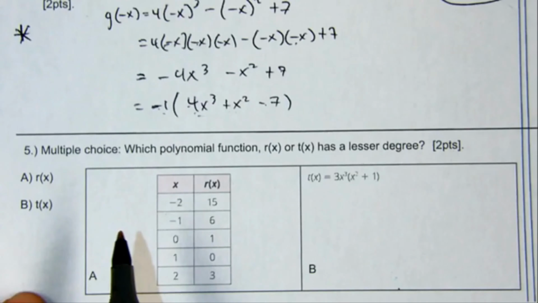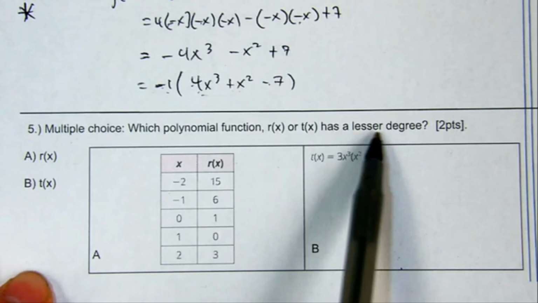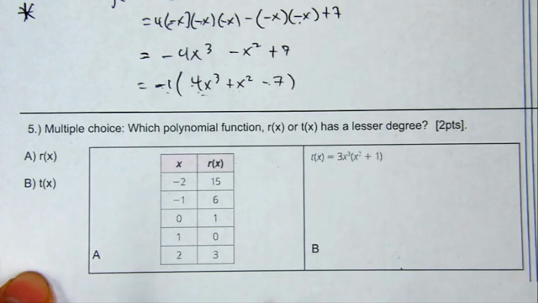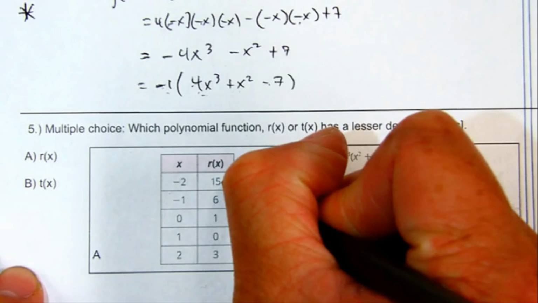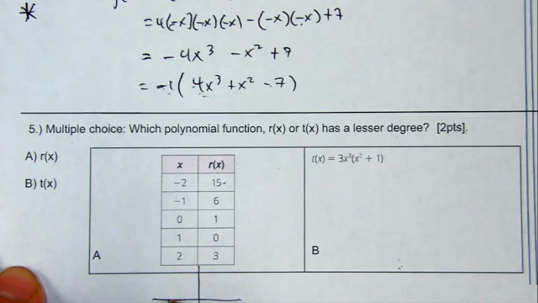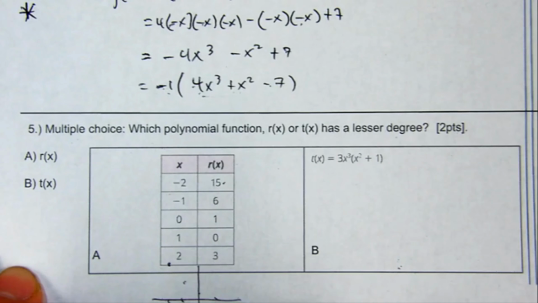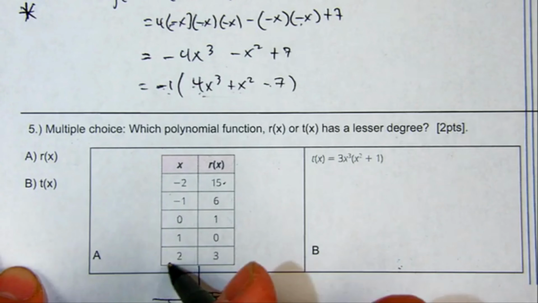Question number 5. Multiple choice, which polynomial function r of x or t of x has a lesser degree? So let's take a look at it. I'm going to try to figure out what kind this is so you can graph it. -2, 15, -1, 6, 0, 1, 1, 0, and then right 2, up 3. So I'm not sure. It could be absolute value, but we can double check by our common difference. So let's do that.